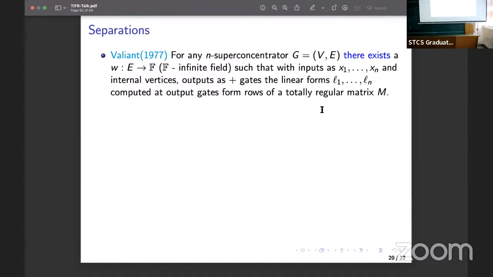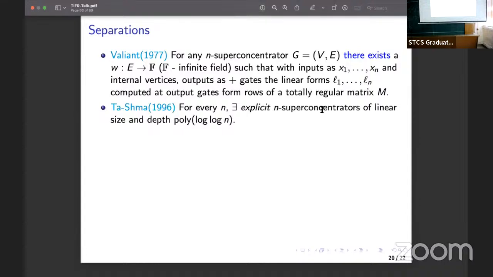You would expect that any super concentrator must be dense, but contrary to the expectation, for every n, there exist n super concentrators of linear size. Linear size meaning linear many edges. Just with order n edges and depth poly log n, you can ensure that for any choice of k inputs and k outputs, there are k vertex disjoint paths. And it's explicit in the sense that there is an algorithm that can actually output the graph in polynomial time.